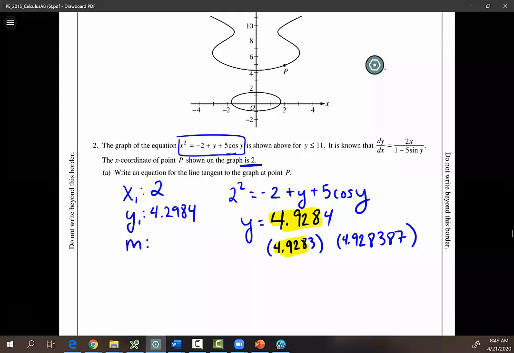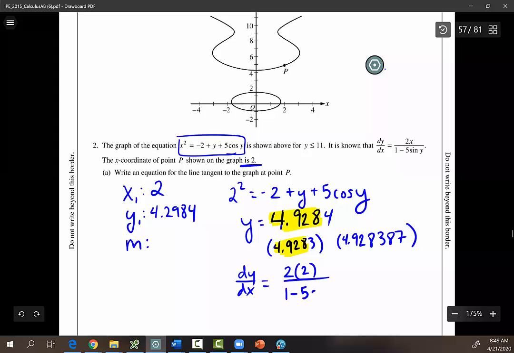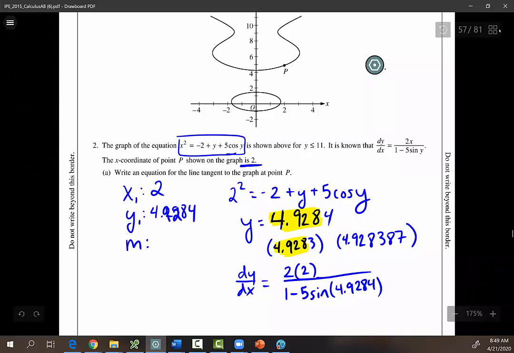And then for m is dy dx. So now we're going to use both of those, 2 times 2 times 1 minus 5 sine of 4.9284. I wrote this backwards here, 9284. Thank you, Cassie.